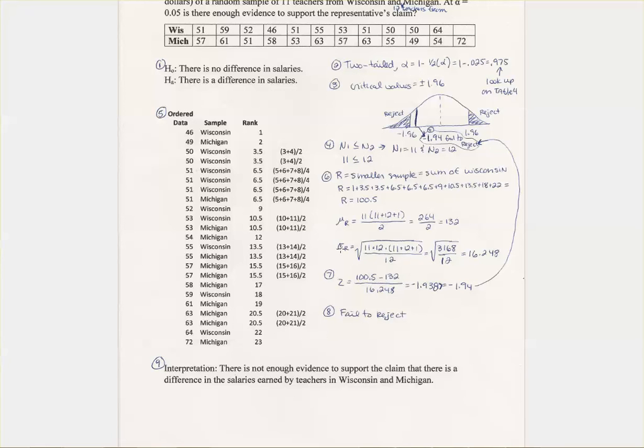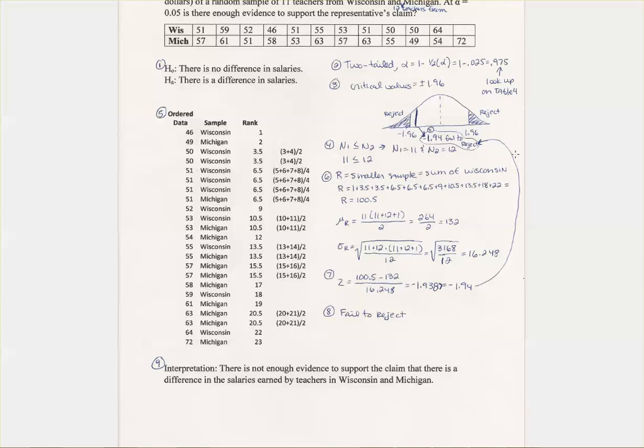I then took our variance of R, so square root. This is just the formula. Once again, all of those numbers are coming from n1 and n2 to get our 16.248. So then, finally, we're down to our z. z is equal to our 100.5, and that's the R that we found where we took the sum of all of the Wisconsin ranks, subtract our 132, which was our mu, divide by our 16.248, and we get negative 1.9387, which when you round just equals negative 1.94.